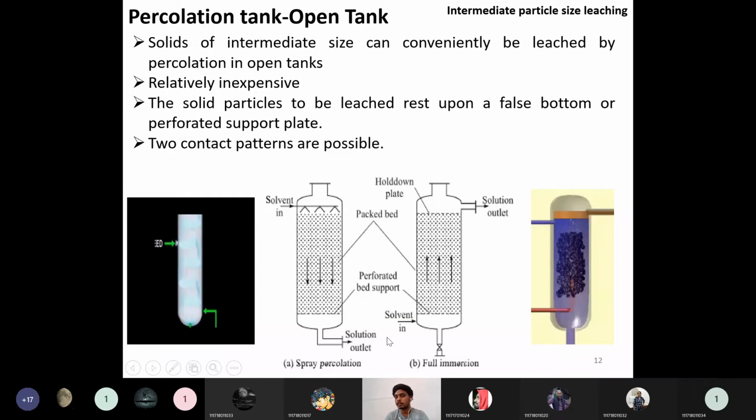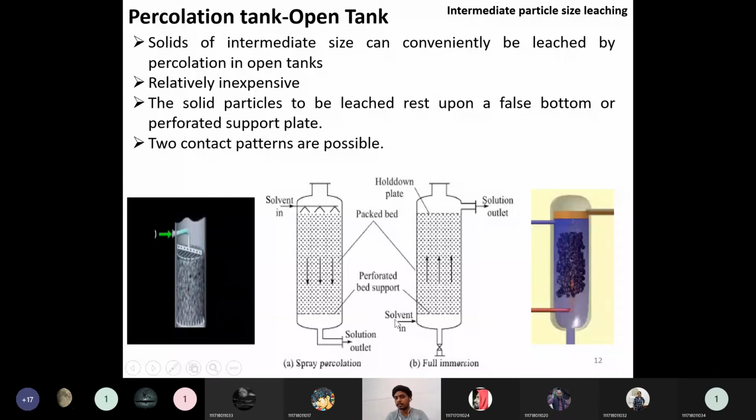Here, the solution flows inside, and as soon as it comes to the top, full immersion is possible. The disadvantage of the spray type of operation is that when you are spraying, there is a maximum likelihood that some of the solvent will not be in contact with some of the particles. So particle contact with the solvent is very limited here, and only some particles will be leached. To lower this disadvantage, the whole solvent is kept in touch with the particles, so complete immersion of the solids is possible.